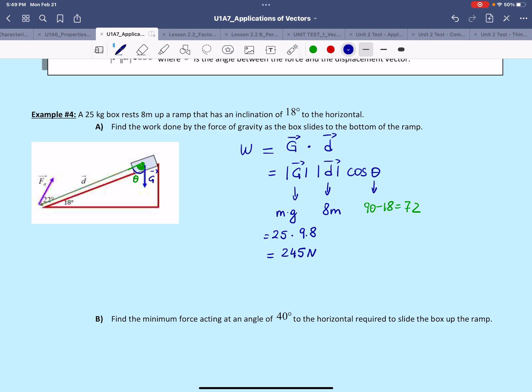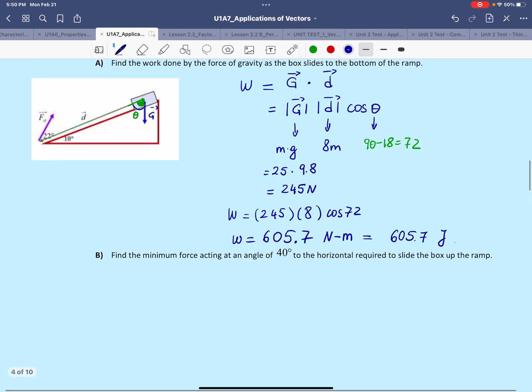So now we're ready to find work, and we're going to say work equals 245 multiplied by 8 and multiplied by cosine of 72. And here we go, just put it in the calculator, cos 72. Make sure your calculator is set to degree mode, since we're using degrees, obviously. And here we go, 605.67, so 605.7. So now let's talk about the unit measurement. You see that gravity is measured in newtons, it's force, and this is displacement in meters. So for the unit measurements of work, we can either say newton meters or we can use joules. So 605.7 joules. And this is the answer for the first part of the question.